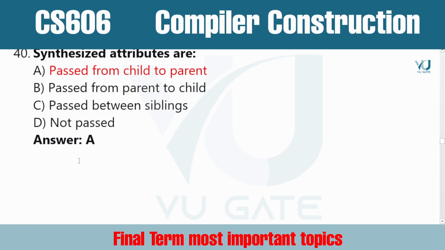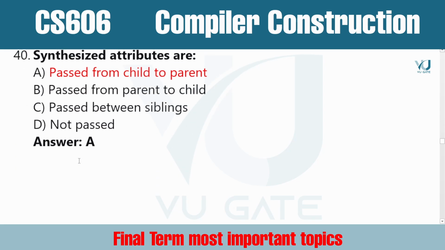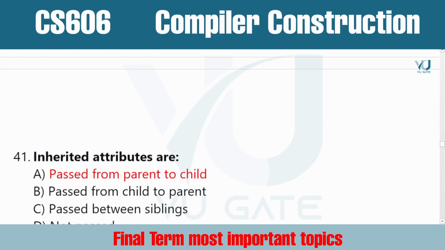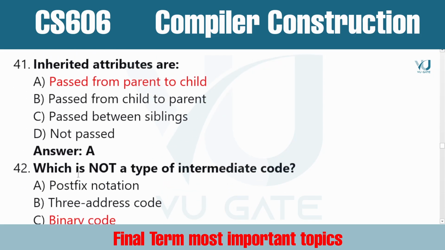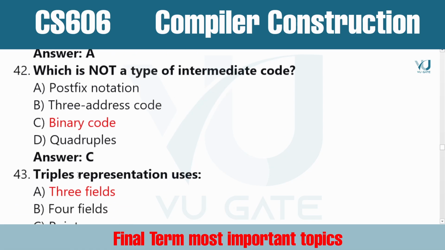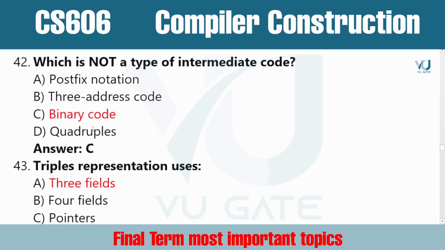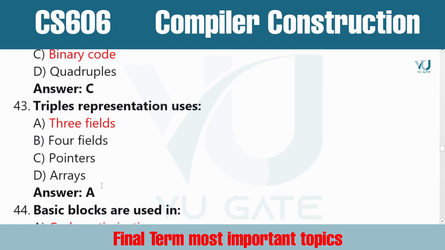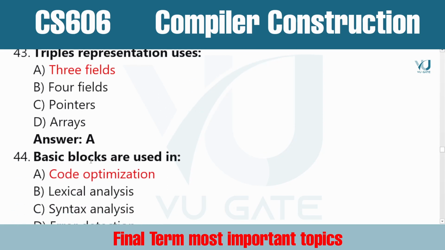Synthesized attributes are. The correct answer is option A, passed from child to parent. Inherited attributes are. The correct answer is option A, passed from parent to child. Which is not a type of intermediate code? The correct answer is option C, binary code. Triples representation uses. The correct answer is option A, 3 fields.